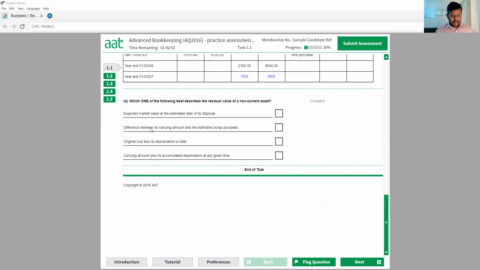So which one of the following? Let's have a look. We have expected market value at the estimated date of disposal. So this is the one. Estimated market value at the estimated date of disposal. So expected market value, how much you can sell it for after the useful life. This is the residual value normally we say. All right, so let's move to the next one.